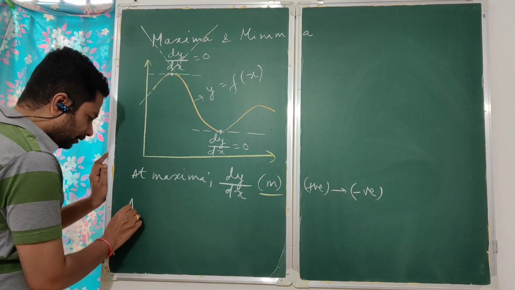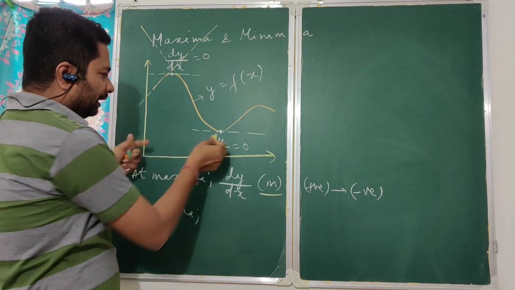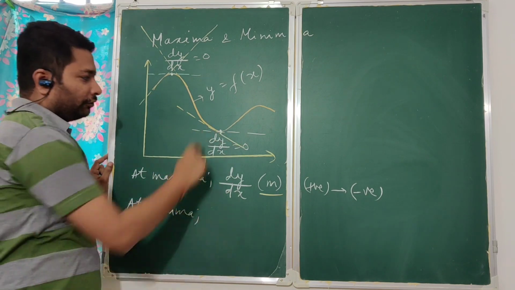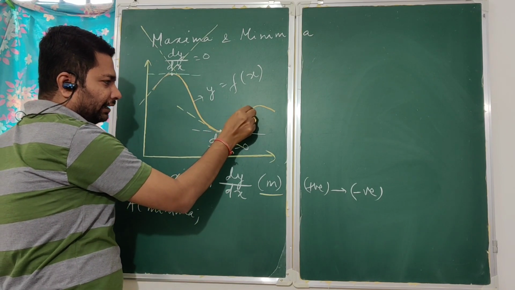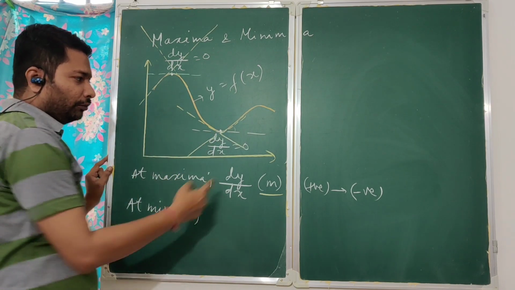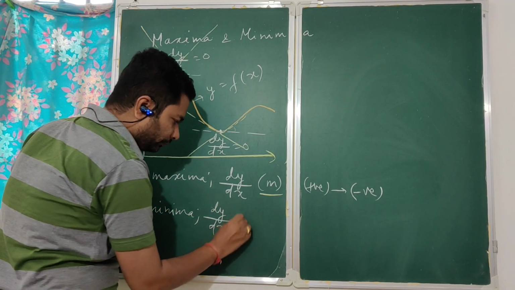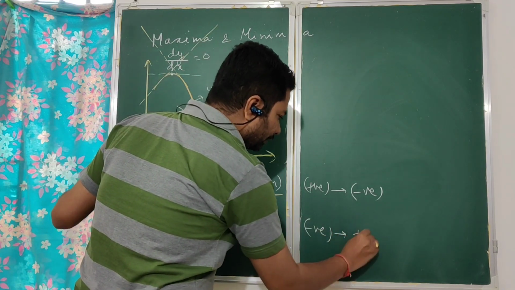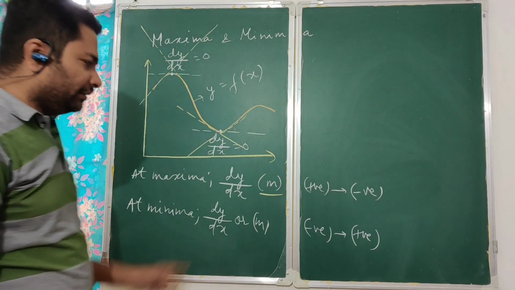Now at minima, what is happening? The reverse of that will happen. At minima the angle is obtuse, so the slope is negative, and as soon as you cross this minimum value, the angle becomes acute, so the slope becomes positive. So at minima, dy by dx or slope m is changing from negative to positive.